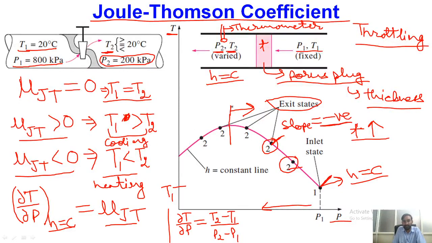And to the left of this point, T2 is over here and T1 is over here, with corresponding values of P2 and P1. Both the numerator and denominator will give us a negative sign, and finally the slope in this region is positive. Because of that, in this particular region we will have cooling of our medium, and in this region over here we will have heating of the working medium.